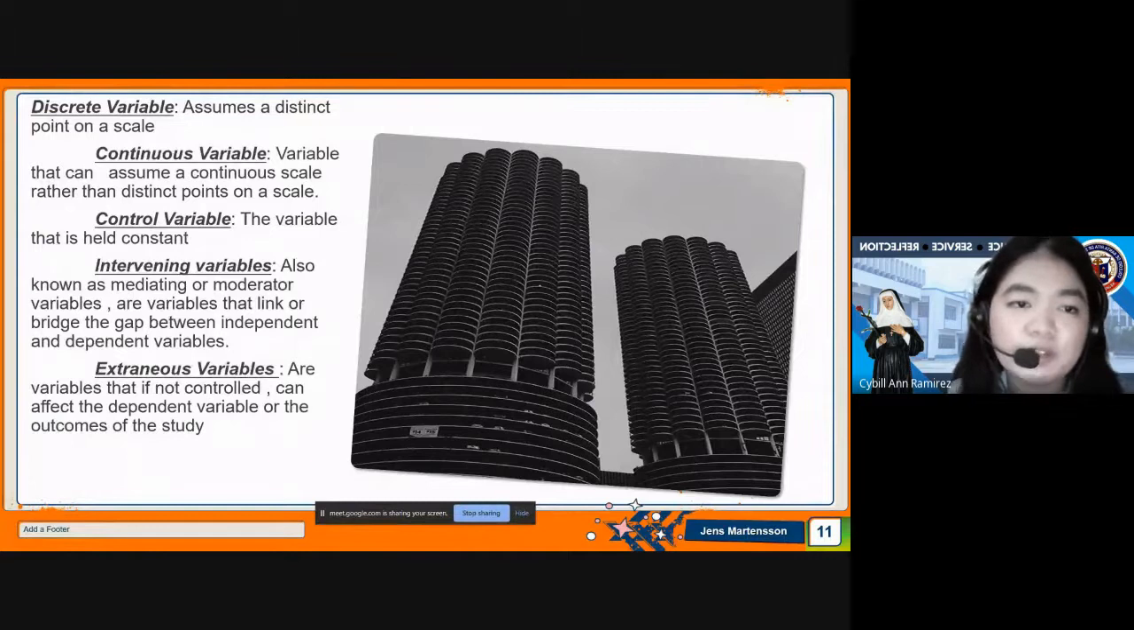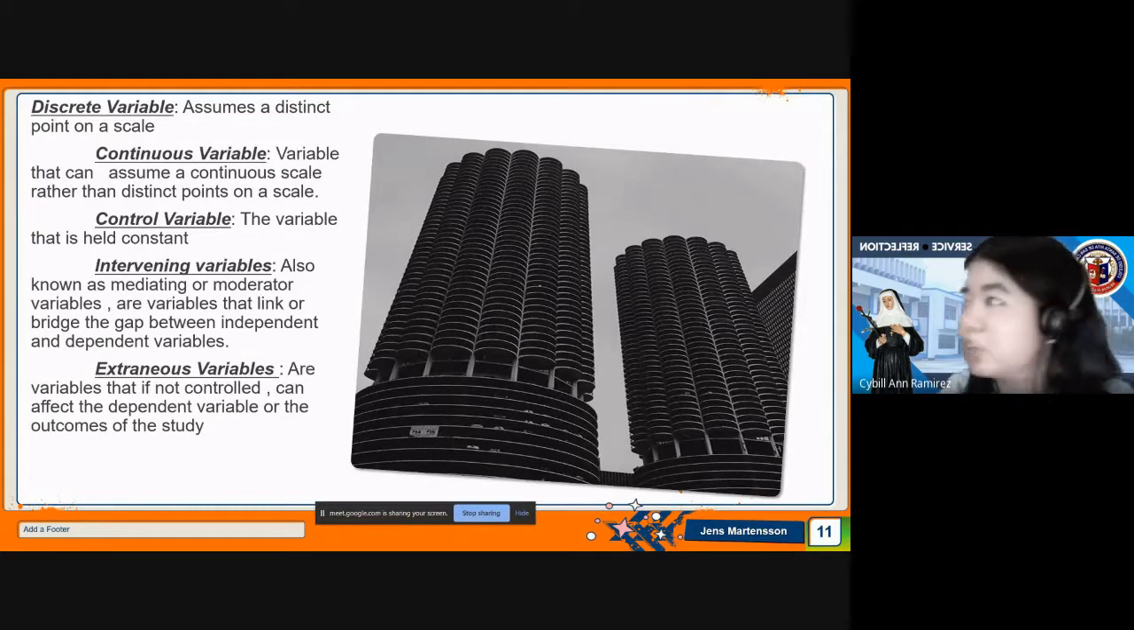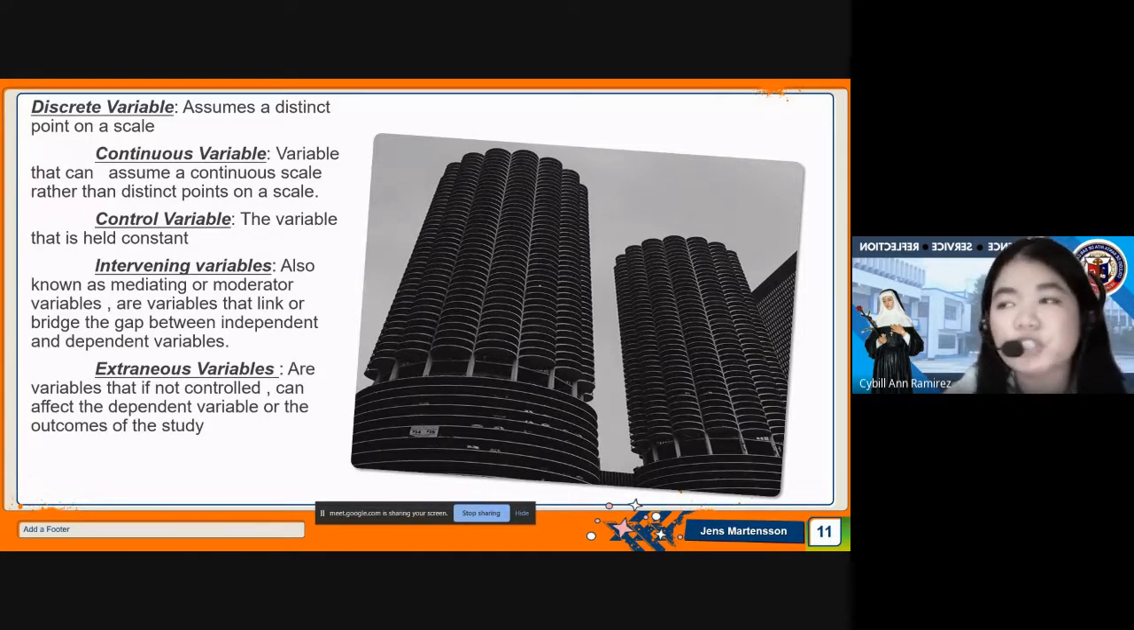The control variable, on the other hand, is the variable that is held constant. Meaning, no matter what you're going to do, you should not change it, because if you change this kind of variable in your study, it can really affect the results of your experiment.